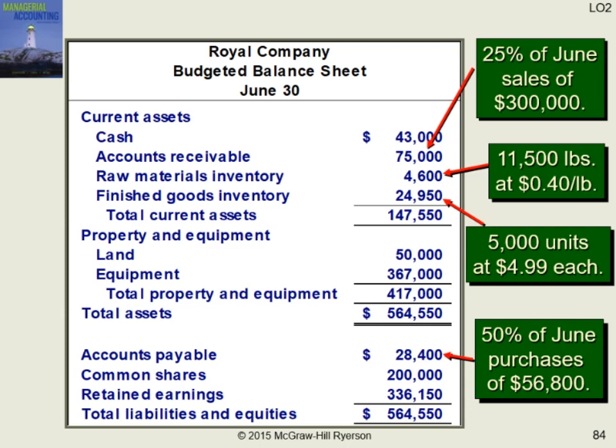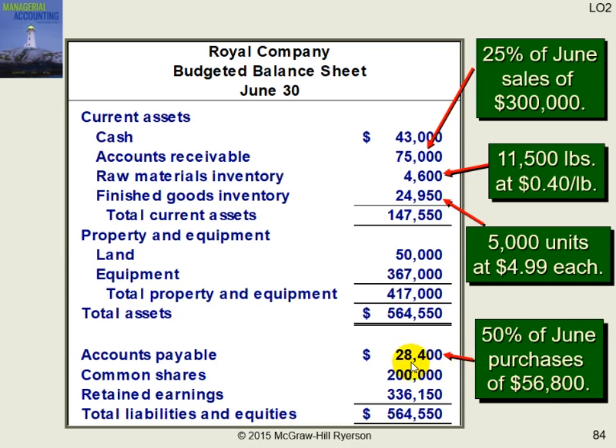The land is simply the amount of land we had at the beginning. We didn't have any transactions in land. Equipment is the opening balance plus the 2 purchases we made in May and June. That adds up to our total property and equipment number and our total asset number, 564. Accounts payable comes from the purchases budget, and so it was $28,400.